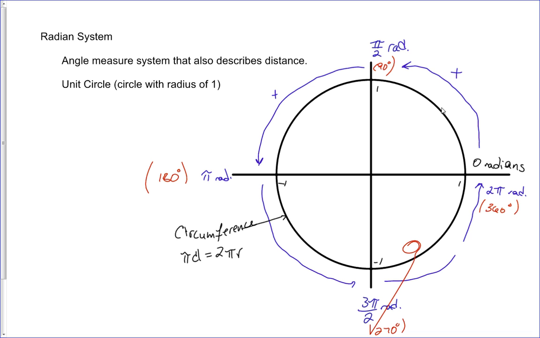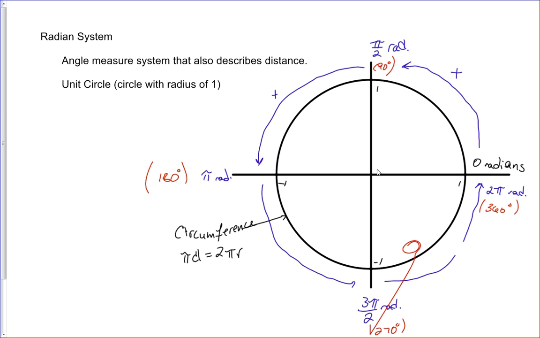So if this was the radius of 1, you could lay one here. You'd have 1, 2, 3. You'd have a little bit extra because remember pi is 3.14. Then you go 4, 5, 6, and you'd still have some extra, and it'd be 0.28. The reason I say up there that it's a measuring system that also describes distance is because it deals with the radius of the circle. If you want to know how far around you've gone, take your angle and multiply it by your radius. That's how far you've gone.